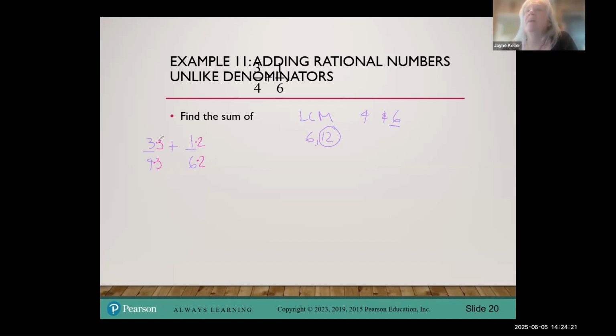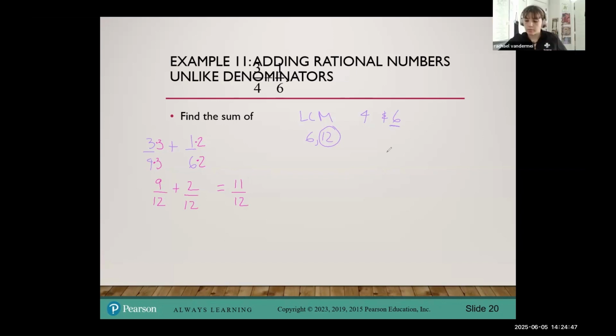And now I can simplify that. So I've got 3 times 3 is 9 over 4 times 3 is 12. And 1 times 2 is 2 over 6 times 2 is 12. Now I have a like denominator. So what do I do? You just add the numerators. 9 plus 2 is 11. Keep the denominator. 11 over 12.